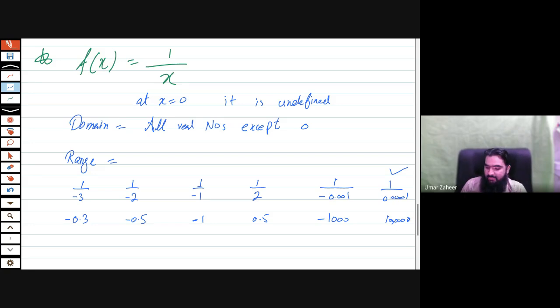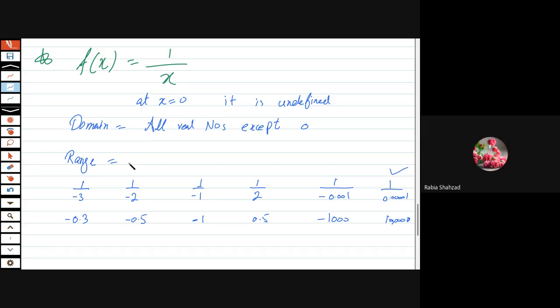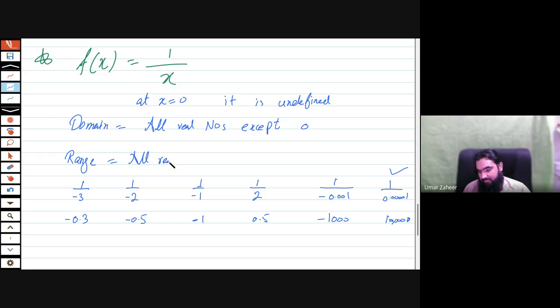Just tell me which value you will not get as an output, as a range. So look here, we are getting very small values, negative values, and positive values, as big as you want, as small as you want. So which is the value you cannot get? That is 0. The range is all real numbers except 0.